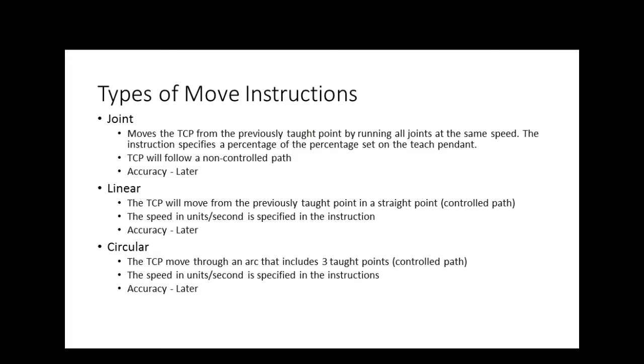You don't have to worry about singularity because the robot is not trying to do any math. It turns all the motors on at your indicated speed. Now what happens is some of your joints get to positions before others. So the path of the robot is not going to be in a straight line. But your joint move is the ability to move the robot the fastest that it'll move.